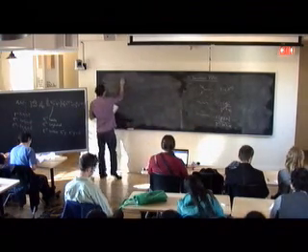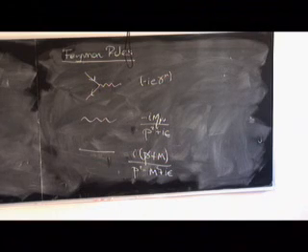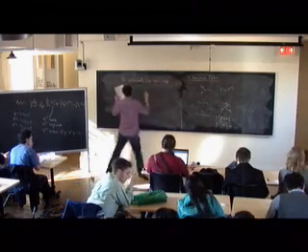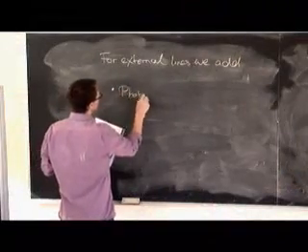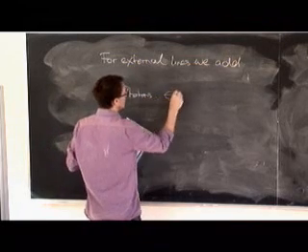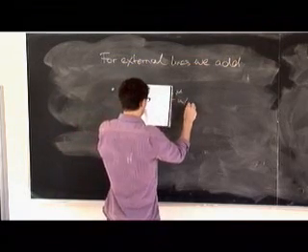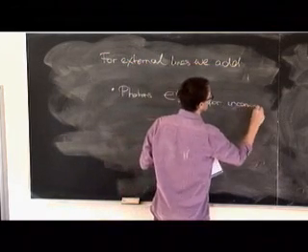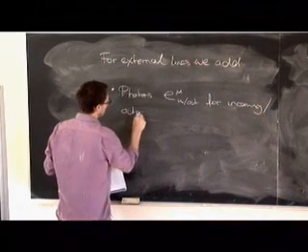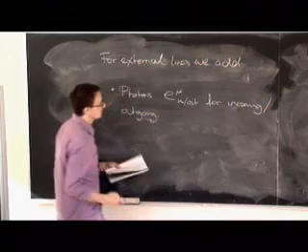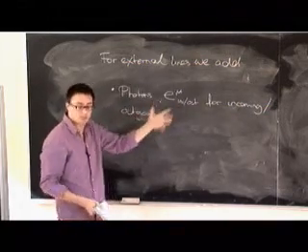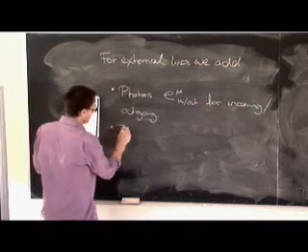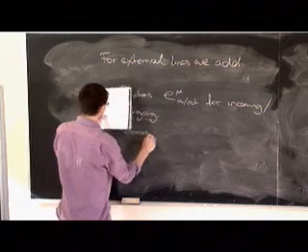So for external lines, we add for the photons some polarization vector that stipulates what the polarization is. And for fermions, we add what we saw before. It's the information about the spin.